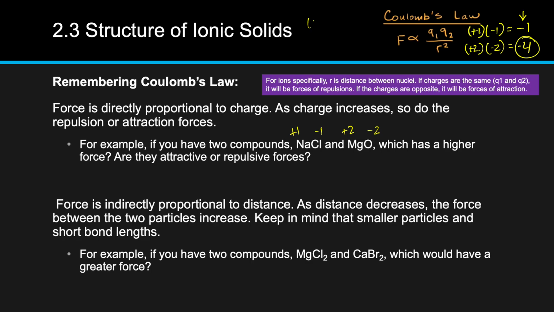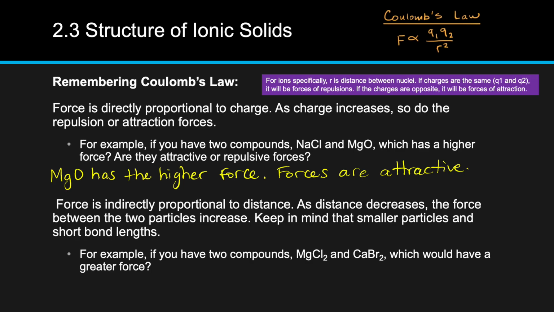If we were multiplying positive times positive, that would give us a positive. If we were multiplying negative times negative, that would also give us a positive. So if the number comes out negative, we automatically know it would be attractive forces because you have to have one of each charge, and that would make it negative.